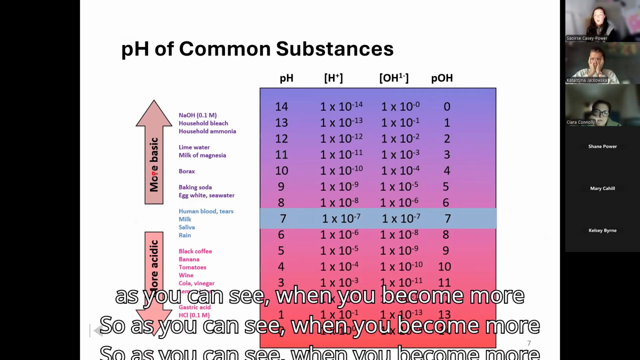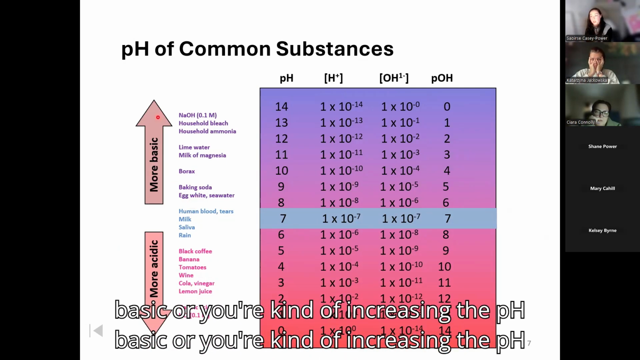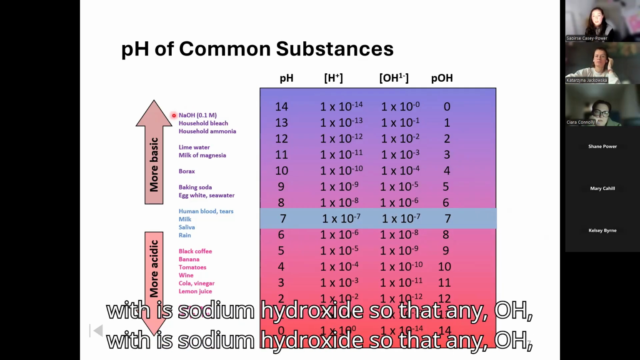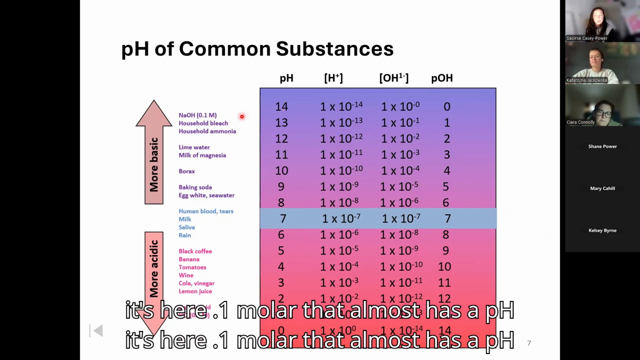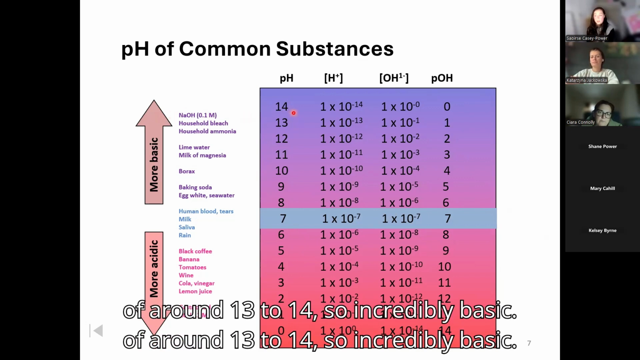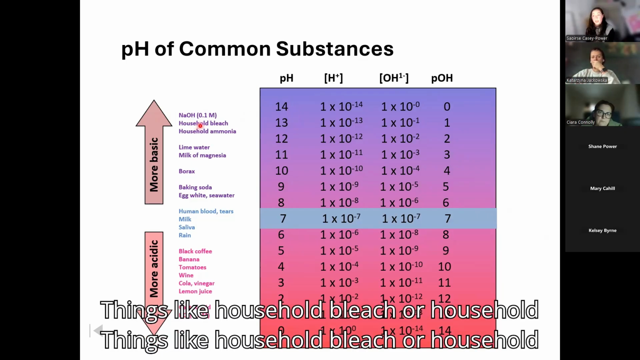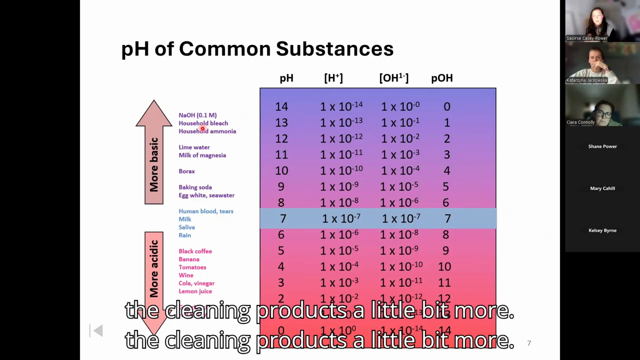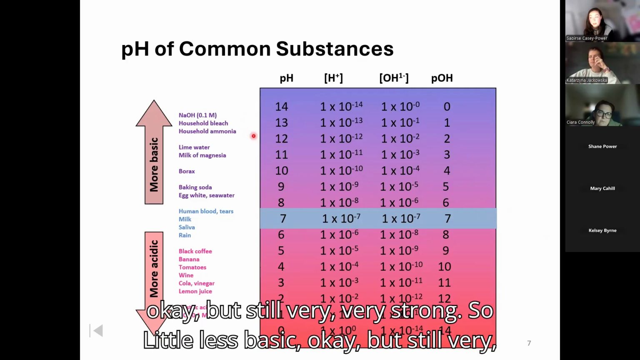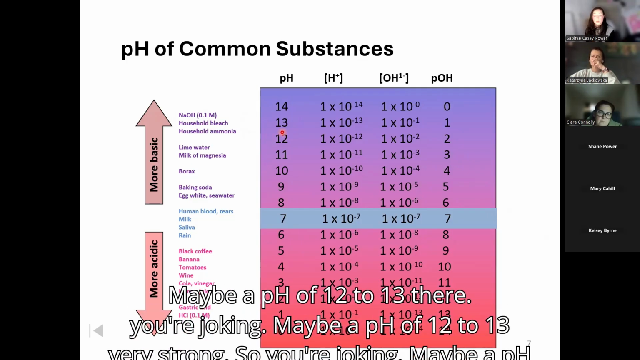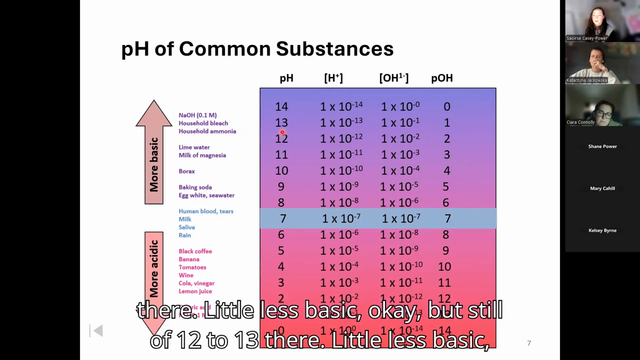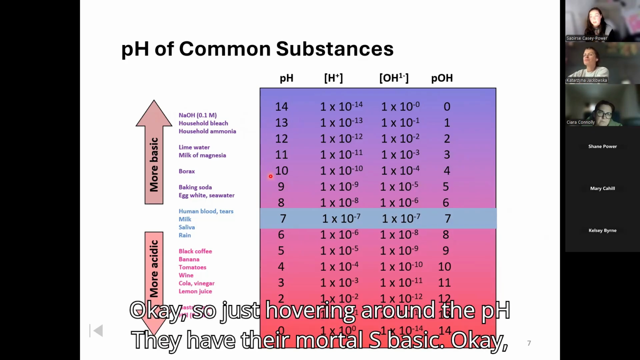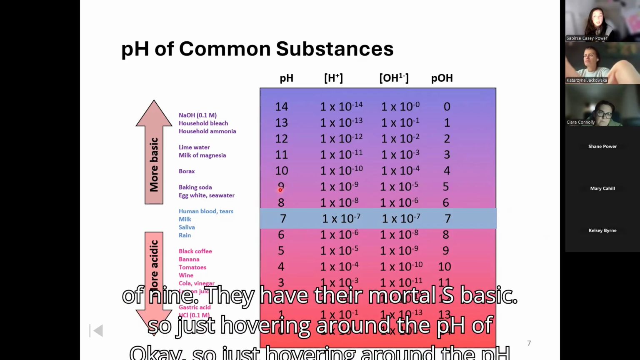As you become more basic and increase the pH, what we're going to be working with is sodium hydroxide, NaOH at 0.1 molar. That has a pH of around 13 to 14, so incredibly basic. Things like household bleach or household ammonia, the cleaning products I used as examples earlier, are a little less basic, but still very strong, maybe a pH of 12 to 13. Things like baking soda are much less basic, hovering around a pH of 9.